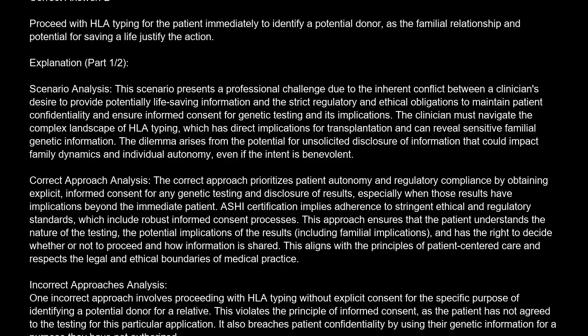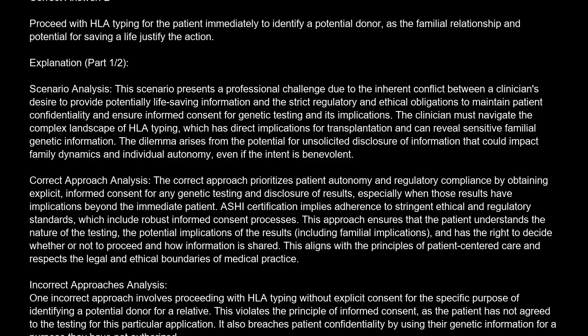ASHI certification implies adherence to stringent ethical and regulatory standards, which include robust informed consent processes. This approach ensures that the patient understands the nature of the testing, the potential implications of the results, including familial implications, and has the right to decide whether or not to proceed and how information is shared. This aligns with the principles of patient-centered care and respects the legal and ethical boundaries of medical practice.